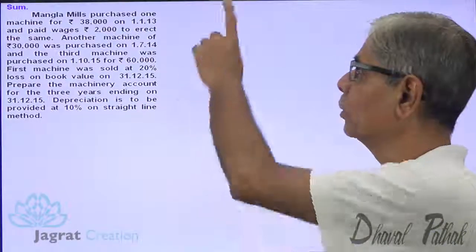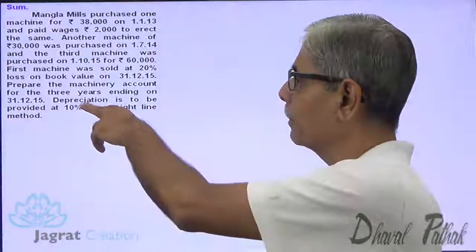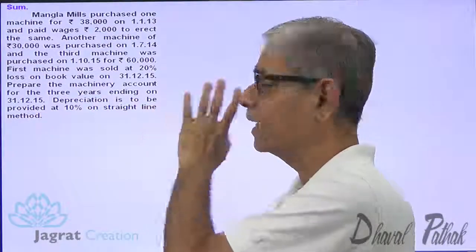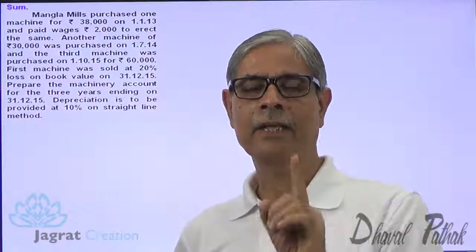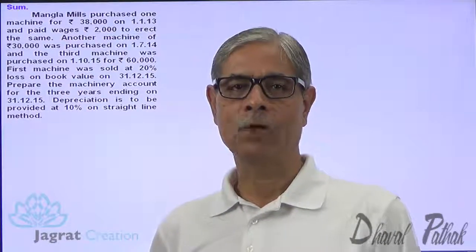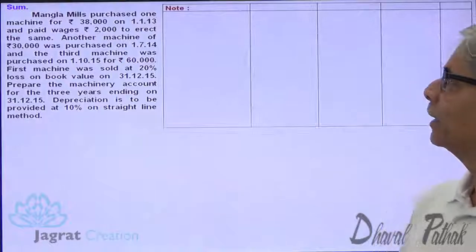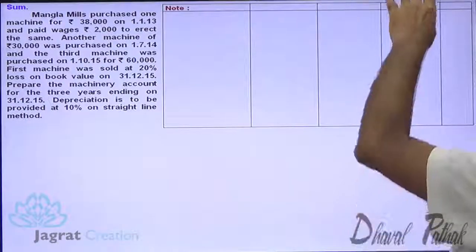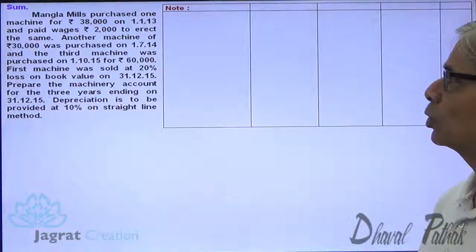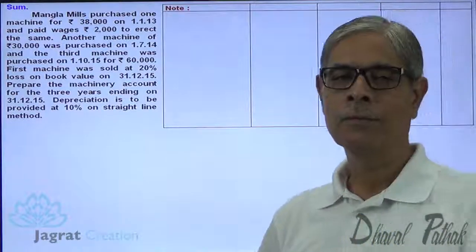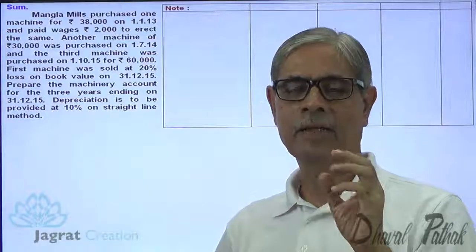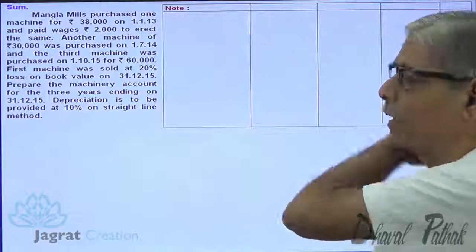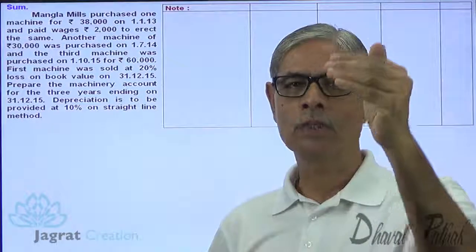Now I'll prepare working note here before you. I'll also prepare machinery account. Depreciation is to be provided at 10% by straight line method. So every year the depreciation amount is same. That's an important point. Now here I'm going to prepare working notes. This is for machine 1, this is for machine 2, this is for machine 3. Here I'm going to write down the total. At the top of the working note, I will write the information about the machine purchased and its annual depreciation. And in the second part, I'll go for calculation on the basis of timeline.